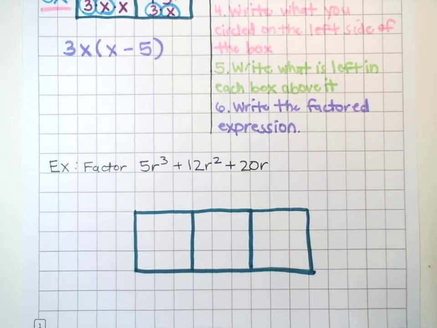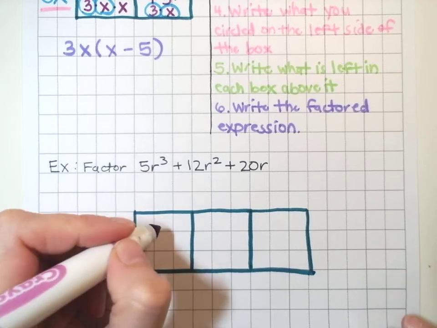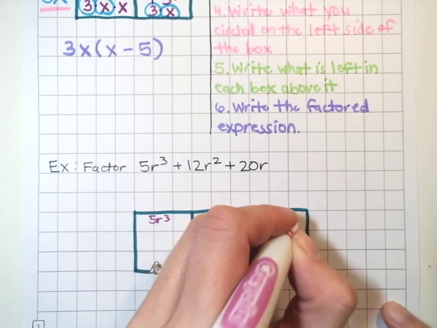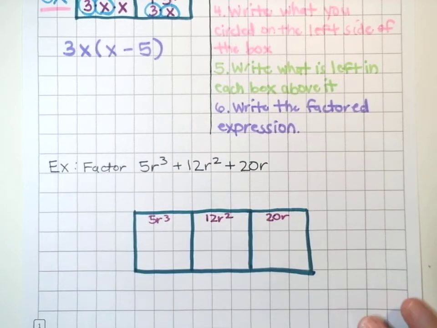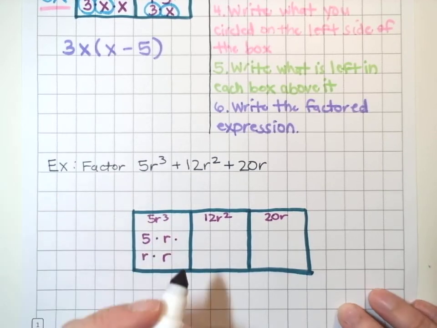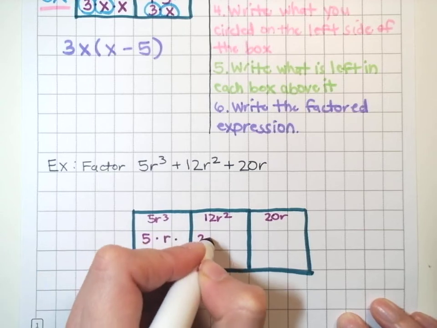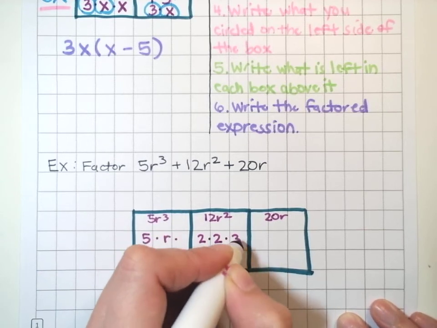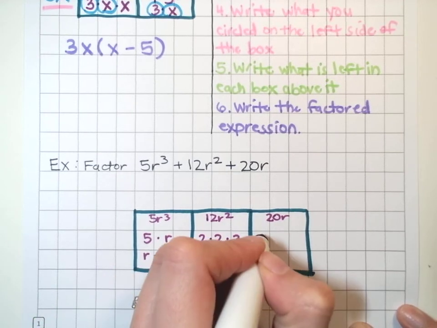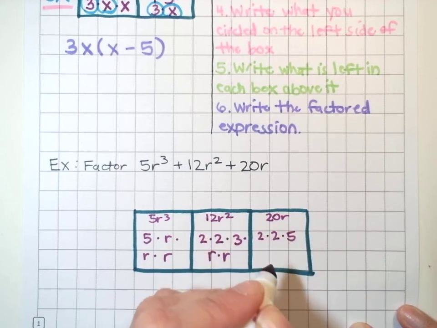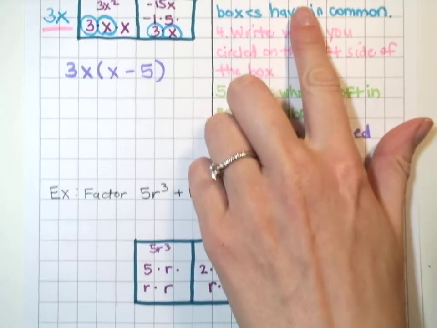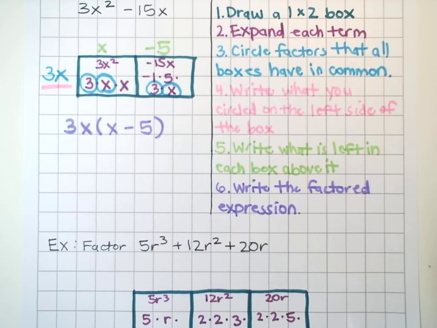That's step 1. Step 2 says to expand each term. So we have 5r cubed, 12r squared, and 20r. So now we just need to expand those. 5r cubed, that's 5 times r times r times r. 12r squared expands to 2 times 2 times 3 times r. And 20r expands to 2 times 2 times 5 times r. It says to circle factors that all boxes have in common.